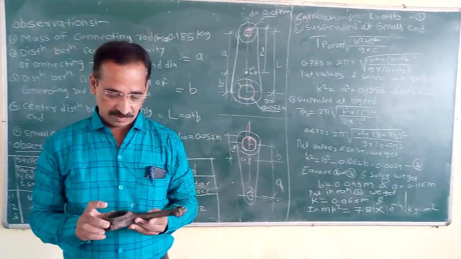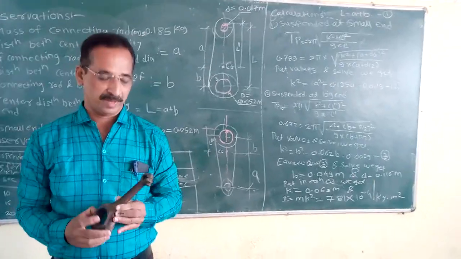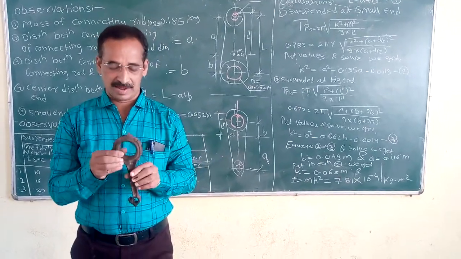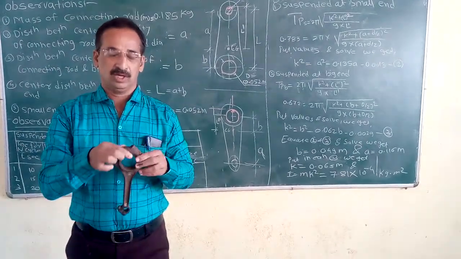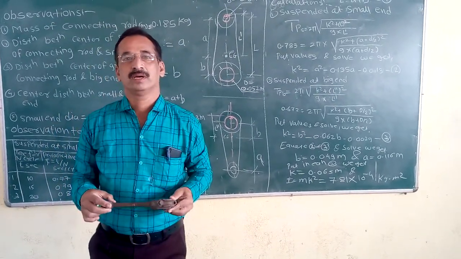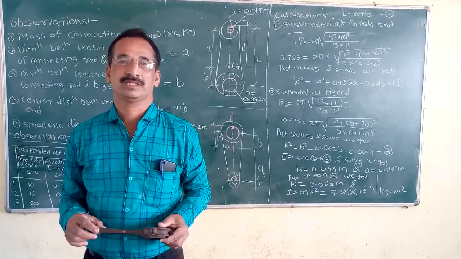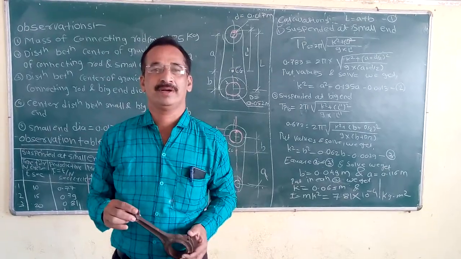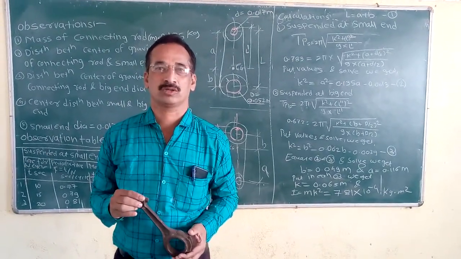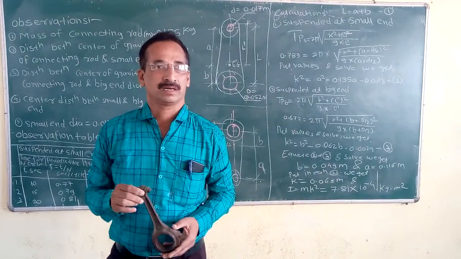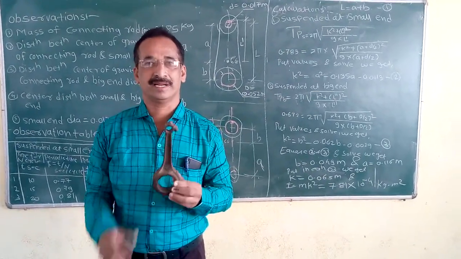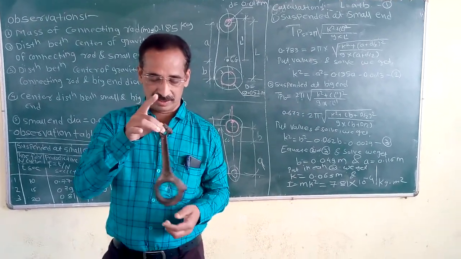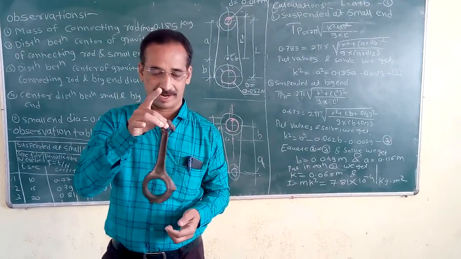Now, during the experiment, we are going to find out the time period by suspending it at the small end. Also, we find out the time period by suspending it at the big end. Generally, a compound pendulum means a rigid body which is suspended vertically and oscillates under gravitational force with small oscillation or small amplitude. We treat this connecting rod as a compound pendulum, suspend it vertically, and give a disturbance to it so that it can oscillate with small amplitude, and measure the time.